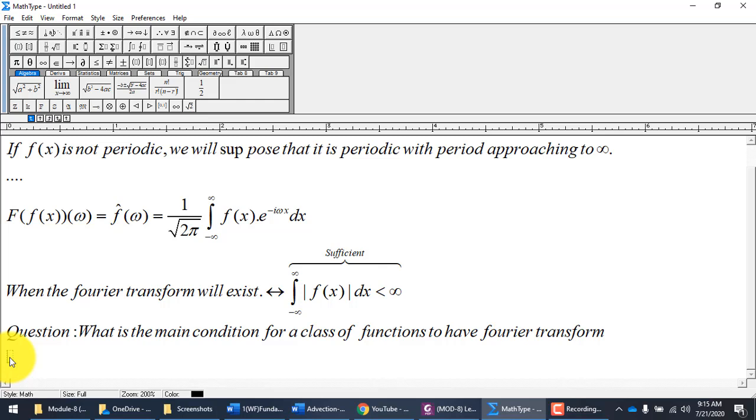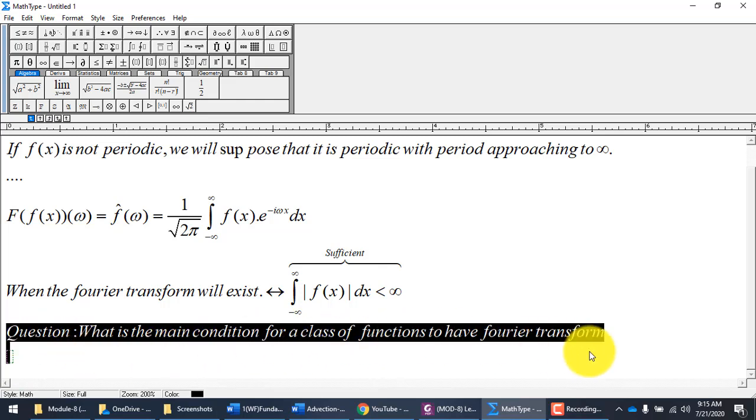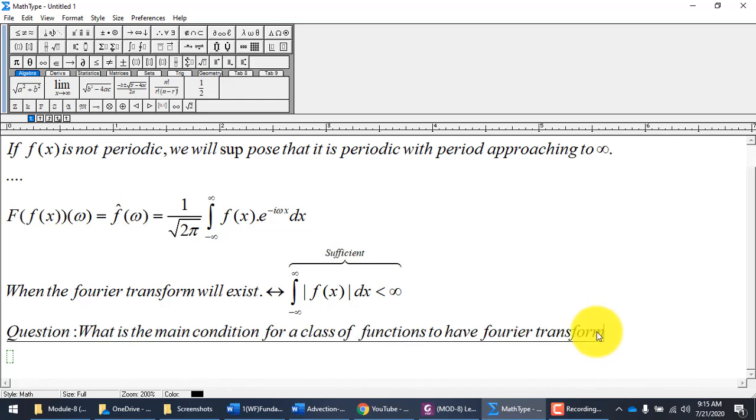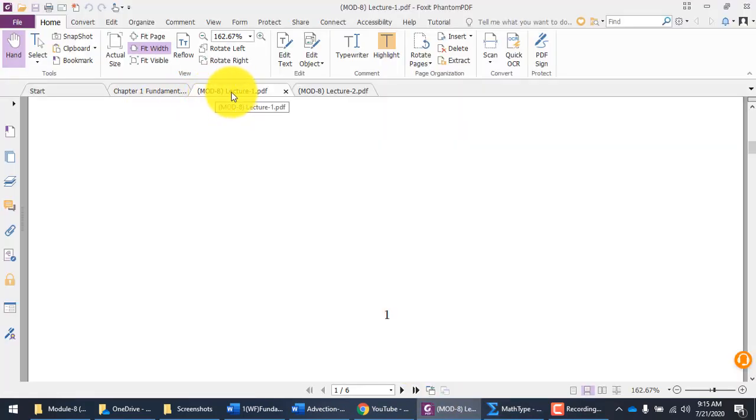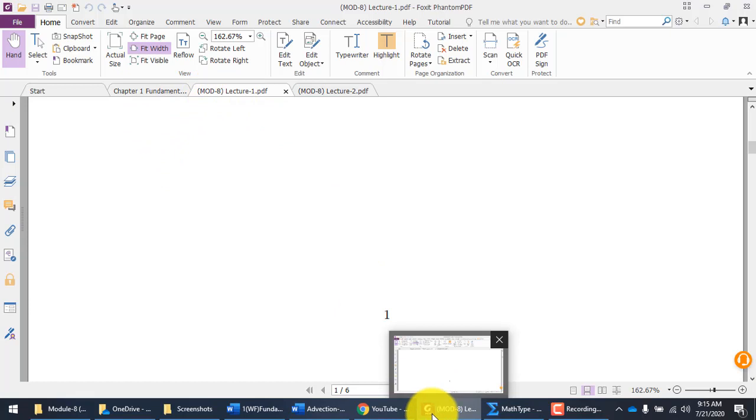So existence means you are dead sure what the value is. This is the question for which functions the Fourier transform actually exists. You will give the answer, or you will define a class for which the transform exists. And the idea is that you should go to the book of Devnath, and in lecture 1 you will learn for which functions the Fourier transform actually exists.